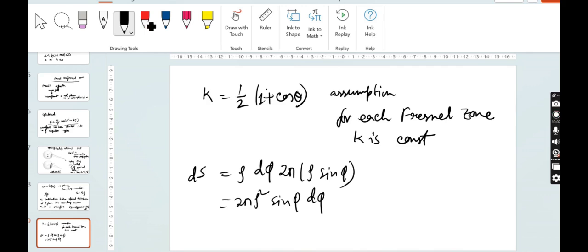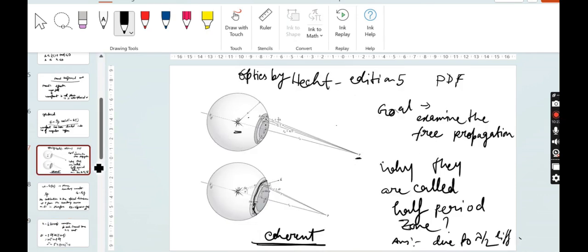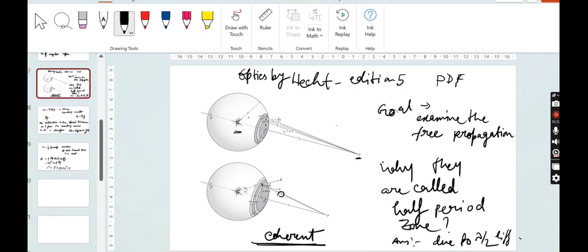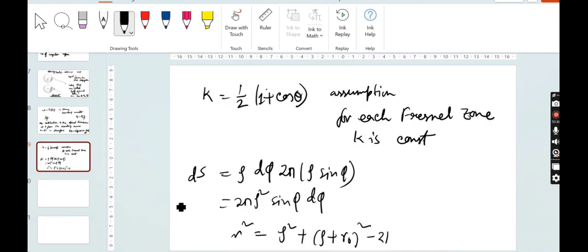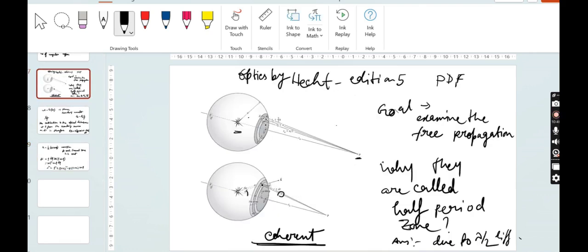Then we can apply the cosine law and write r square is rho square plus (rho plus r0) whole square minus 2. So remember the r is like this, r at this distance. There is the r. Okay, so for that we can write this, (rho plus r naught) cos of phi, and this angle is phi.